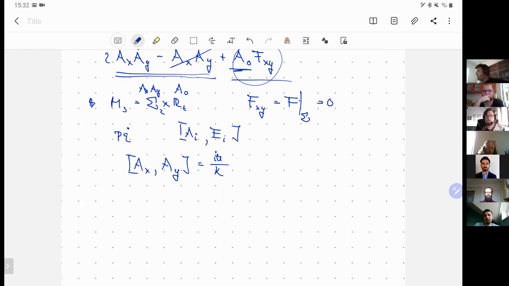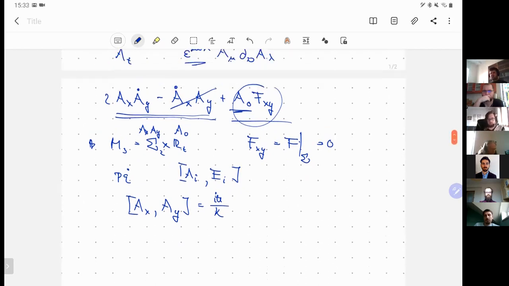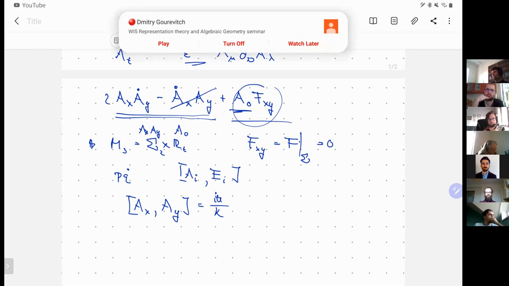I'm going to describe how this flux attachment can be perceived from just classical considerations of Chern-Simons theory. But maybe, are there any questions?